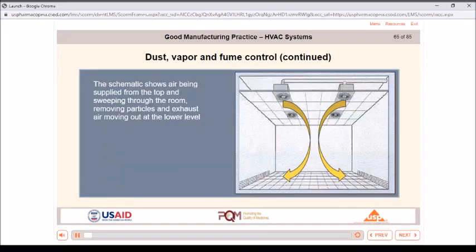Dust, vapor, and fume control continued. The schematic shows air being supplied from the top and sweeping through the room, removing particles, and exhaust air moving out at the lower level.